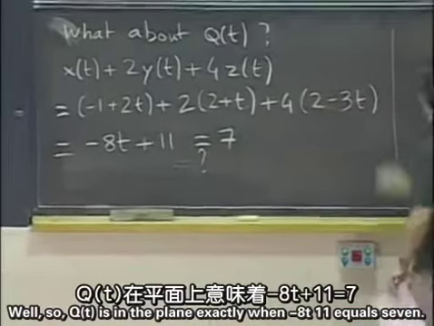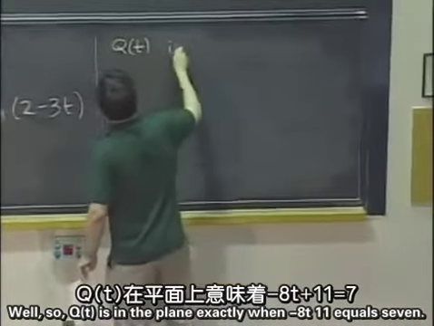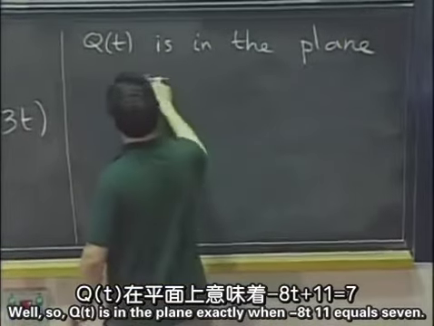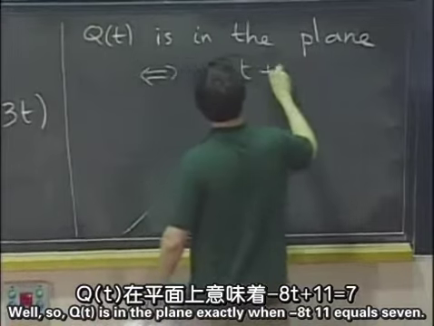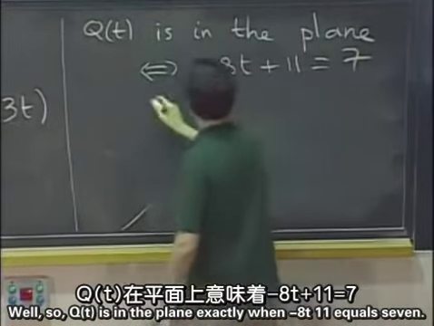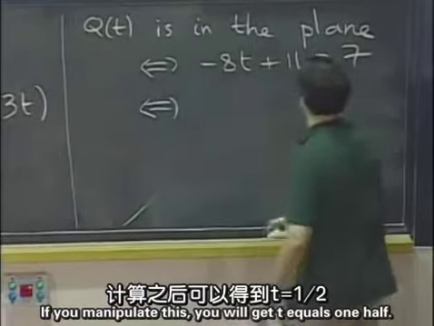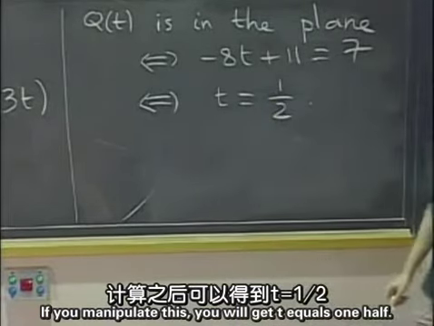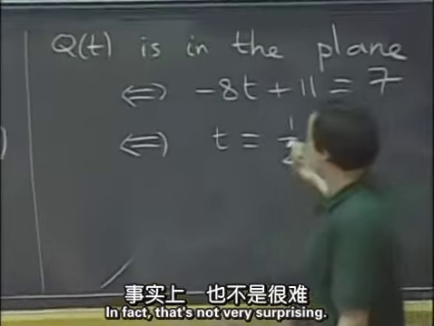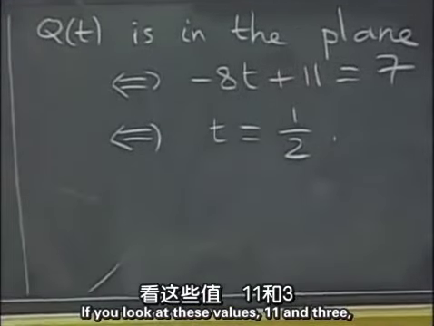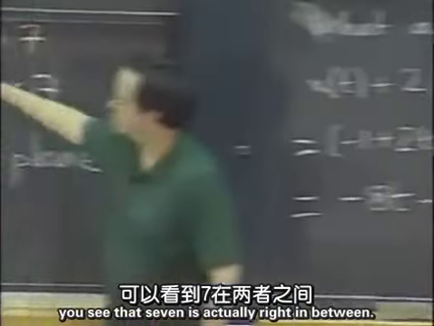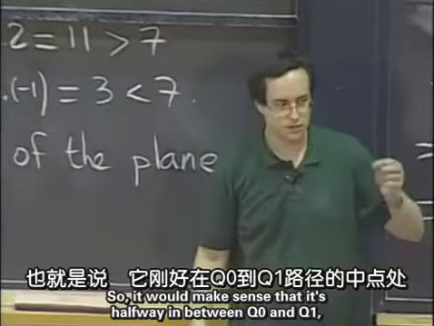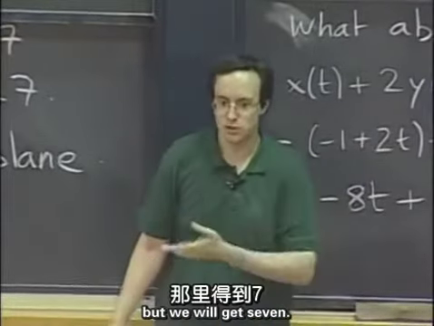Well, so Q(t) is in the plane exactly when -8t + 11 equals 7. And if you manipulate this, you will get t equals 1/2. Okay. In fact, that's not very surprising. If you look at these values, 11 and 3, you see that 7 is actually right in between. It's the average of these two numbers. So it would make sense that it's halfway in between Q0 and Q1 that we will get 7.